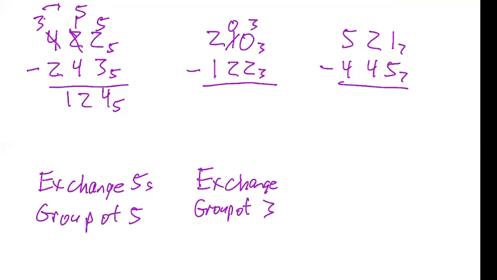So when I exchange this, that's one group of 3 in the 3 slot. It becomes 3 in the 1s. 3 subtract 2 is 1. Can't subtract 2 from 0. So I exchange another group of 3. 3 subtract 2 is 1. That's my answer. 1, 1, base 3.